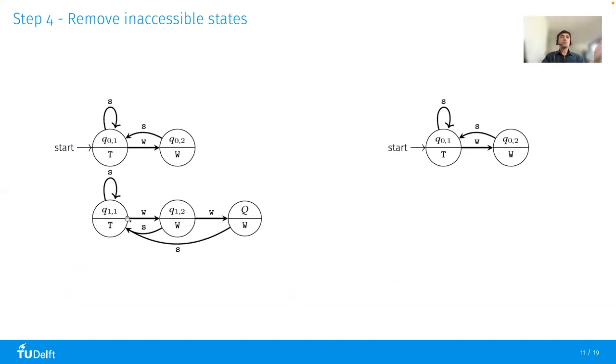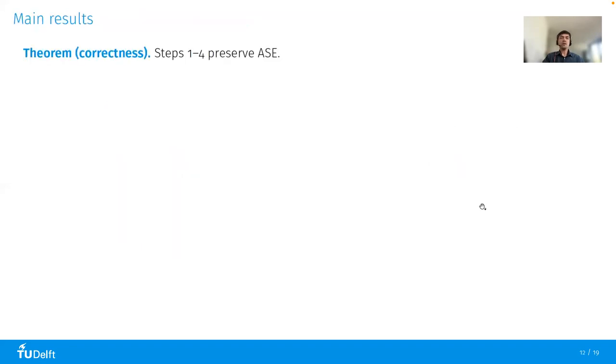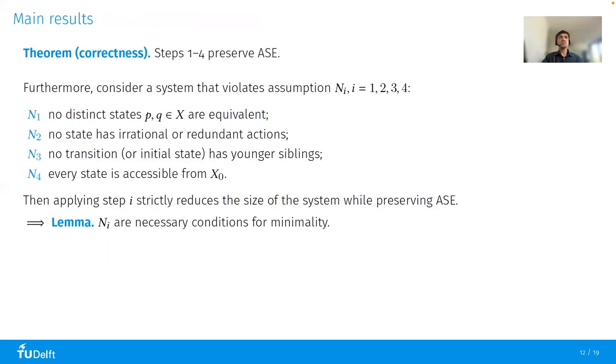Step 4, we remove inaccessible states, where we actually reap the most benefits, obtaining a very small system in this running example. Our main results, of course, there's the correctness results. We prove that every step preserves alternating simulation equivalence. And furthermore, if you consider a system that violates assumption Ni for any i from 1 to 4 among this list, N1, no distinct states P, Q are equivalent, meaning they are symmetrically related in the maximal alternating simulation relation.